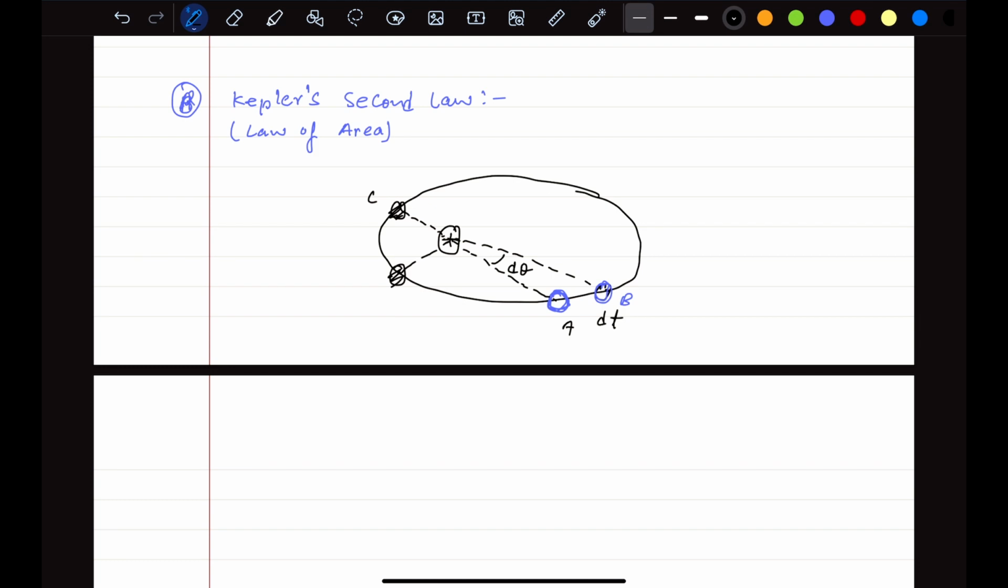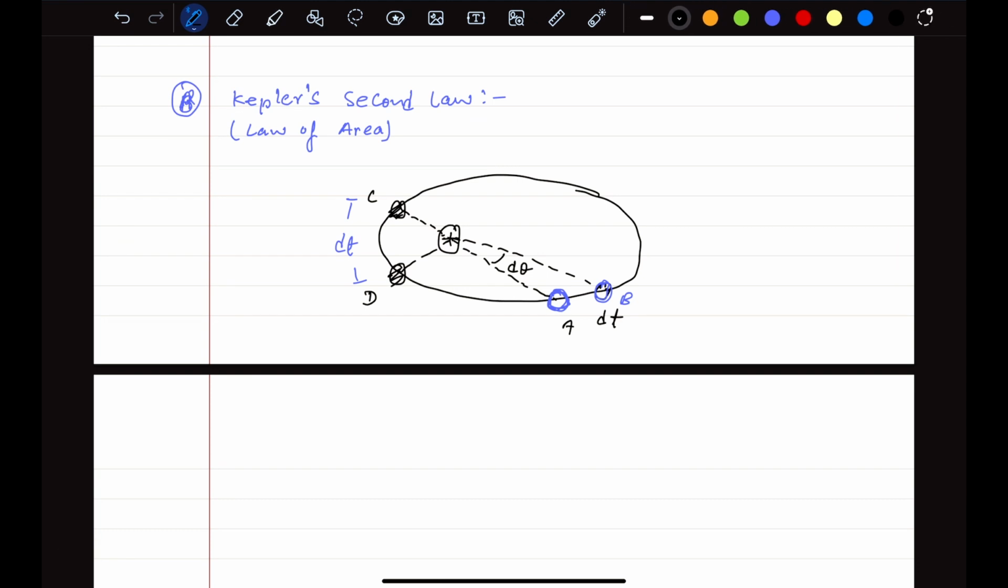So let's take an unequal length. In the dt time it is covering a distance, something we don't know, but it is moving from C to D. Now according to Kepler's second law, this is the radial vector, and the area covered by the radial vector is this area. Let me highlight it. This is the area covered by the radial vector in dt time, and this is another area covered by the radial vector in that same time period.